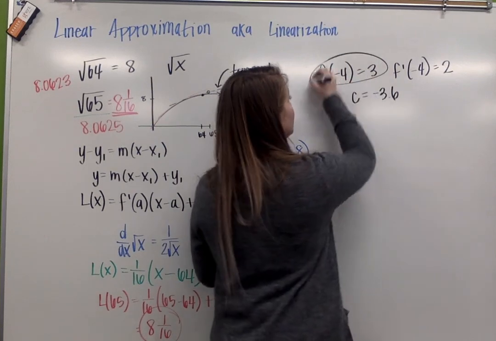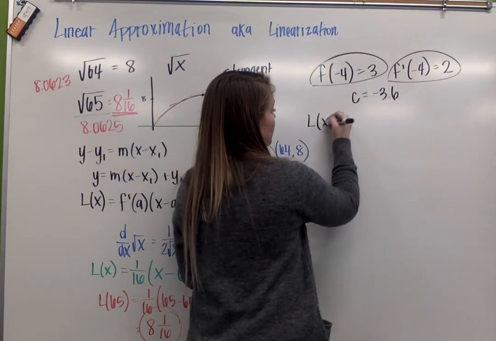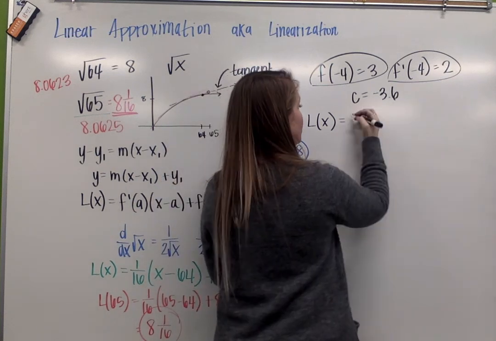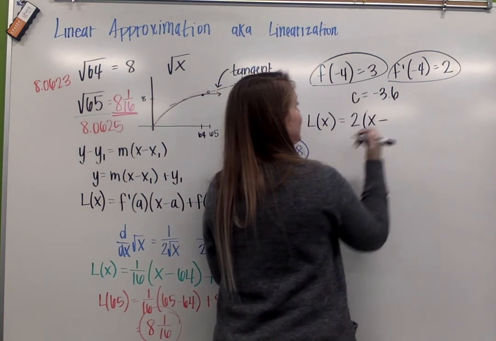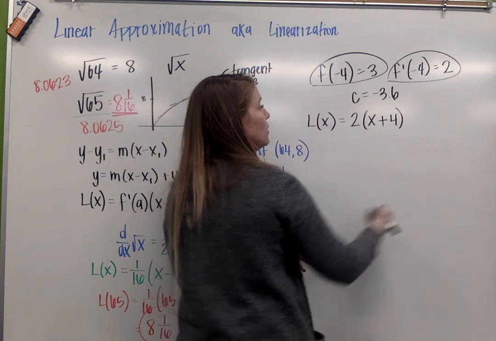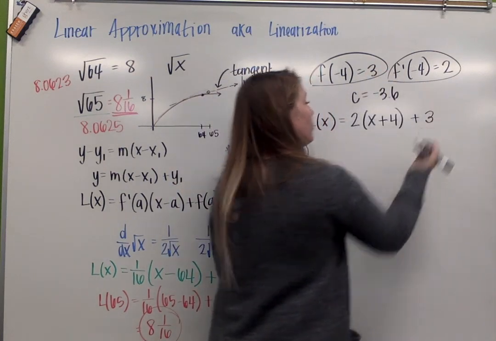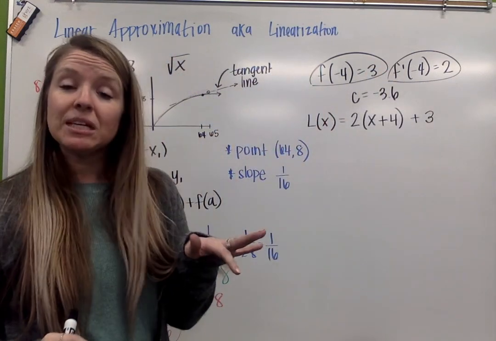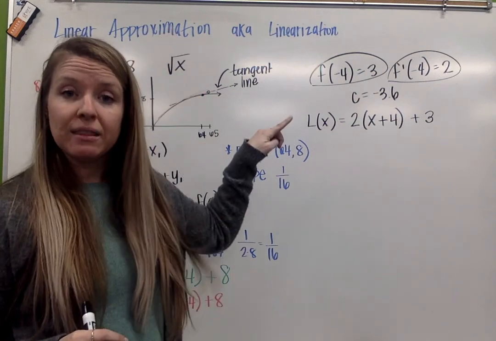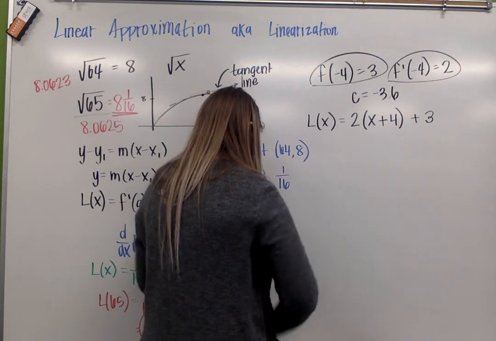We have our point and we have our slope. So I'm going to write my function. L of x equals slope, which is 2, times x minus a, which is negative 4, so that becomes x plus 4, plus my f of a, which is my y value of 3. So they gave me the information. They gave me my slope, my x, and my y value. So I plug that into my linear function, and now I'm just going to plug in that negative 3.6.